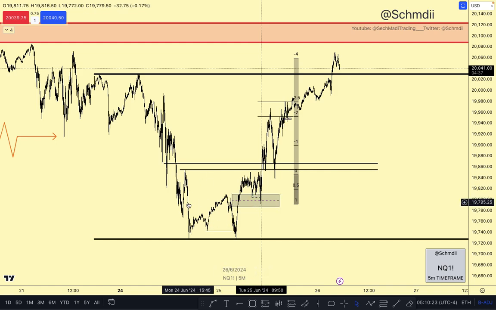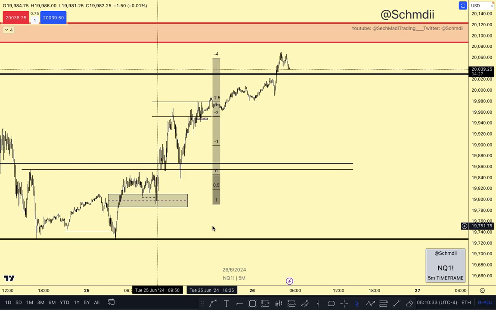So you buy somewhere here, you'd sell there. You'd sell maybe in this area and you'd get it off there. You know? Same principle applies.